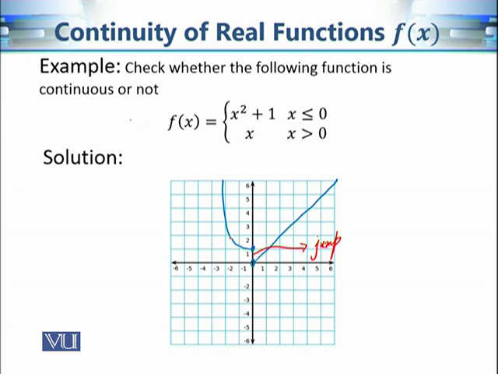And of course we can easily see that if we approach 0 along this part of the graph, then the left hand limit is 1, and if we approach 0 along this other part of the graph, then we approach 0. So the left hand limit is 1 and the right hand limit is 0. That's why the function is not continuous.